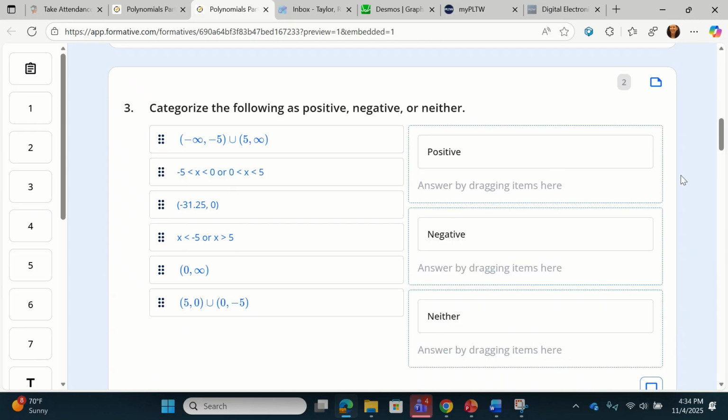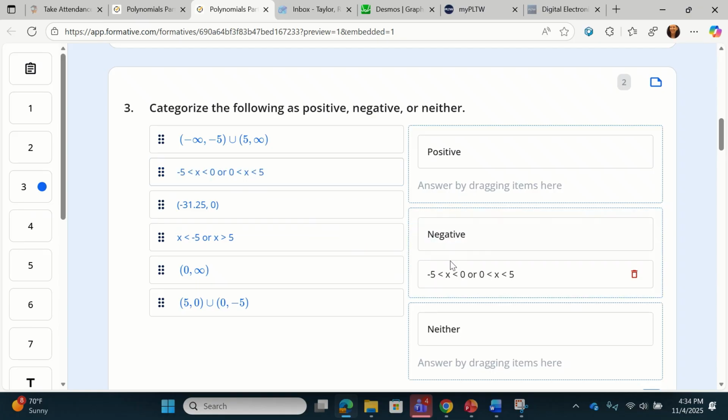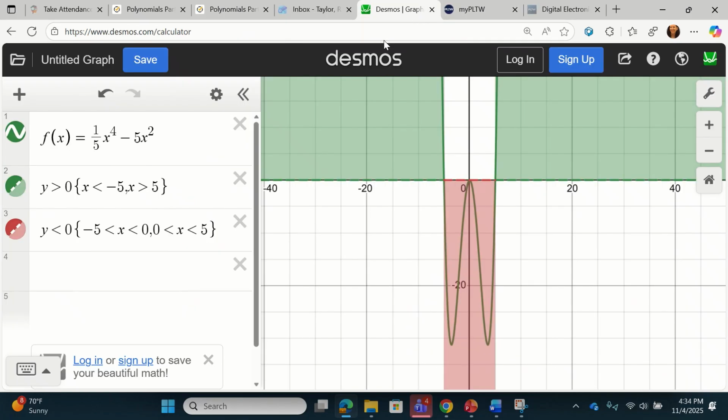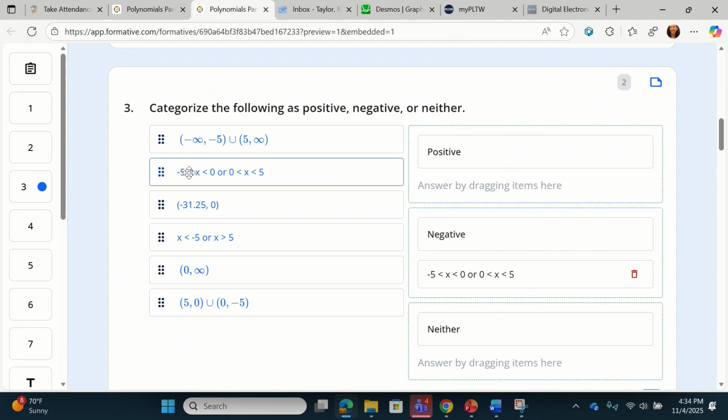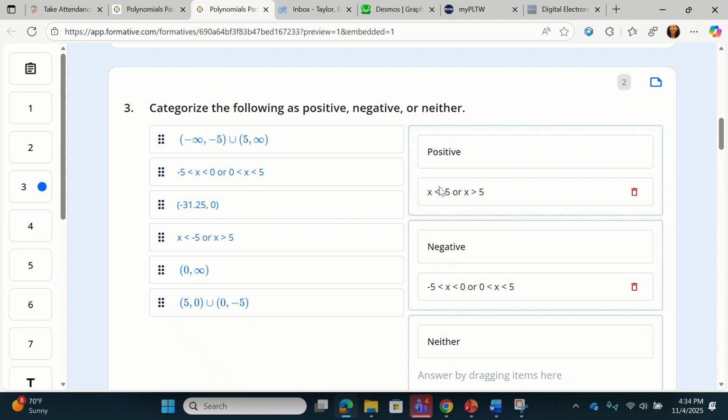All right, now the next one is a click and drag. So categorize the following as positive, negative, or neither. And you can actually go back and look at your Desmos graph, okay? So we can see right here, -5 is less than x is less than 0. We just did that one. That's negative. And if I click back over up here, I can see x is less than -5 and x is greater than 5. So that's this one right here. Okay, so those you can get straight from what we've done.